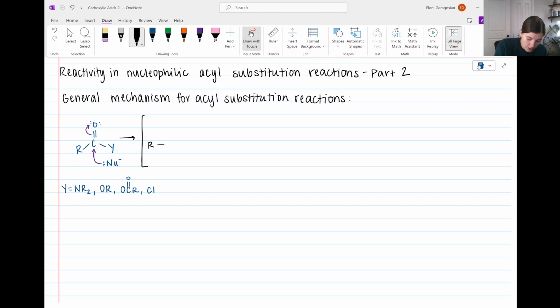The R group bond to the carbonyl carbon doesn't change. The Y group bond to the carbonyl carbon doesn't change. The single bond to oxygen does not change, but this double bond does, so we indicate that with a dotted line. And then the new bond forming between carbon and the nucleophile is a bond that is forming, so we represent that with a dotted line.